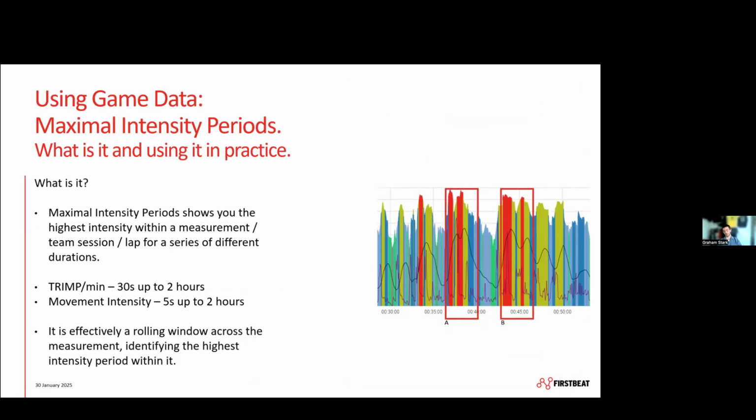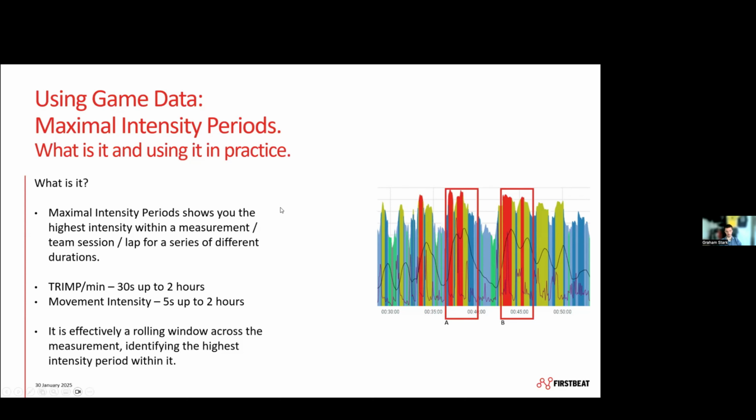And so then moving on to looking at some of the shorter periods. I've mentioned maximal intensity periods already. That's looking at the highest intensity over a certain duration within your data. So for example, if we want to know the highest intensity 4-minute period that an individual might face, that can automatically pick it out for you.